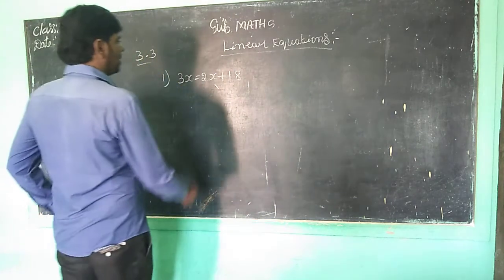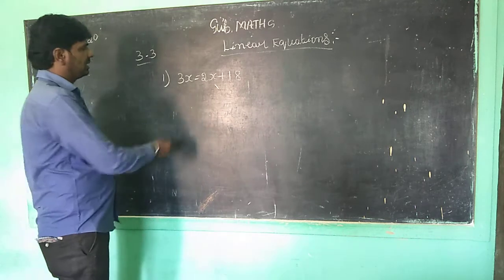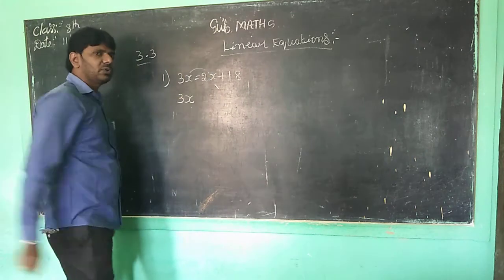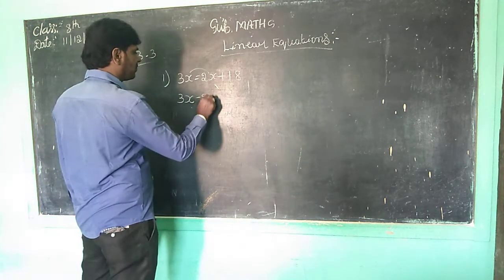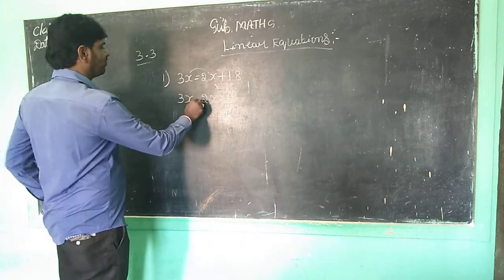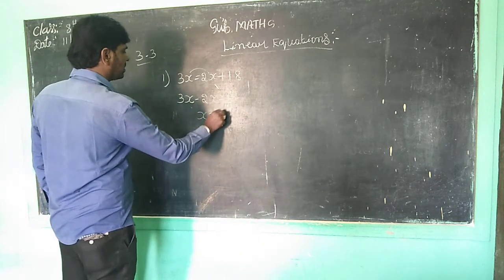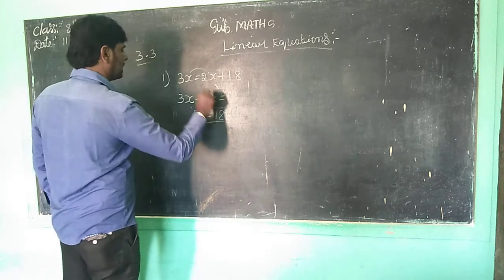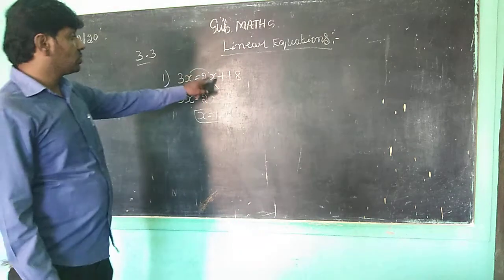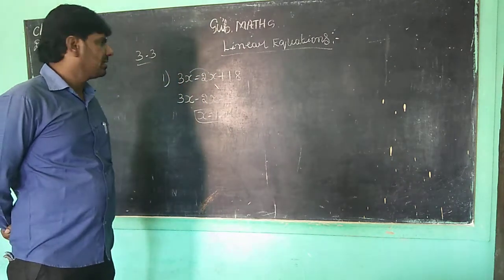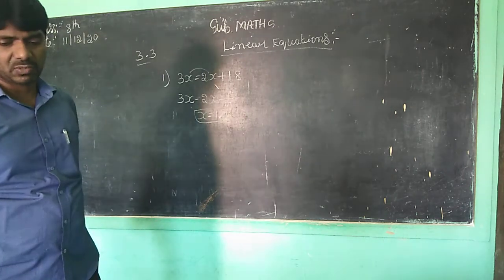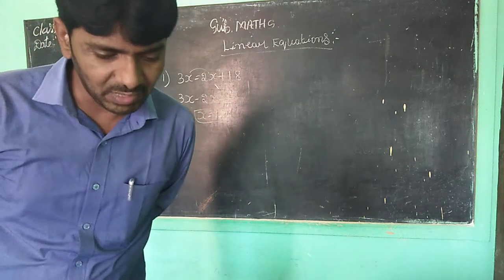Here 3x is there, here 2x is there, children. You want to transpose it, right, 3x as it is. This 2x when transposed to the left hand side is minus 2x, is equal to 18. 3x minus 2x is equal to x, so x is equal to 18. Very simple question.